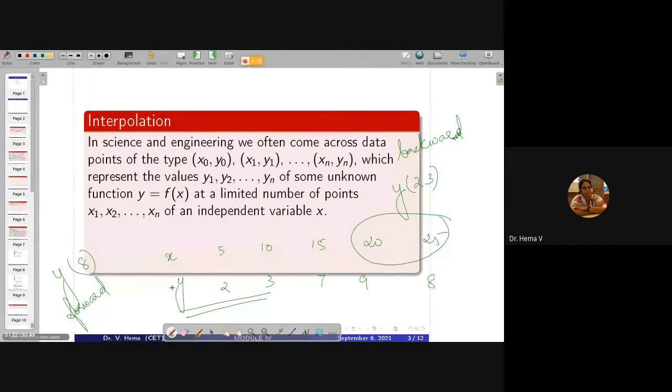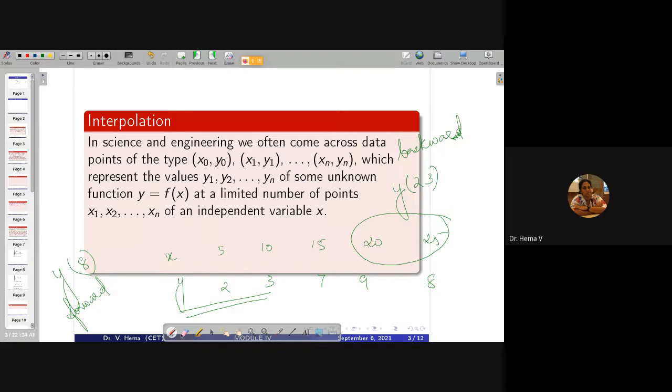I am clubbing both the terms because I have to finish these two methods together today. So when you are asked to find the beginning values, you will use Newton's forward interpolation method. If you are asked to find values towards the end, you will use Newton's backward interpolation method. Now we are going to talk about what we mean by interpolation.